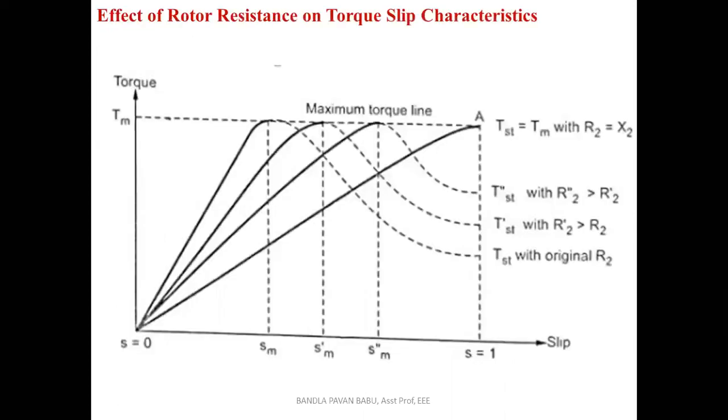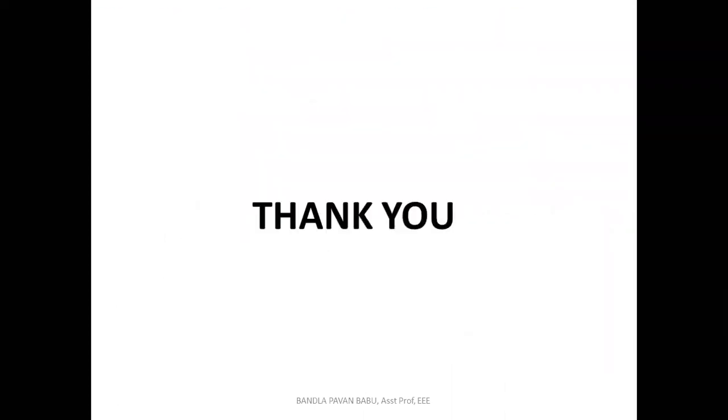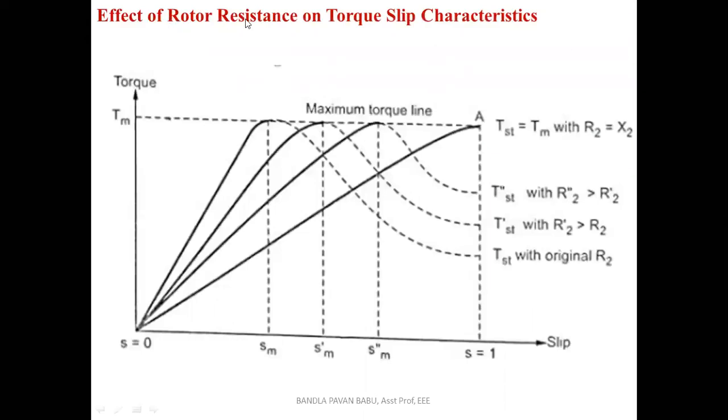Okay, so that's about the three modes. And finally, the effect of rotor resistance on torque slip characteristics. So how the resistance impacts the torque and torque slip characteristics. By varying the resistance, how the torque slip performance can be changed, that we are going to study from this slide.